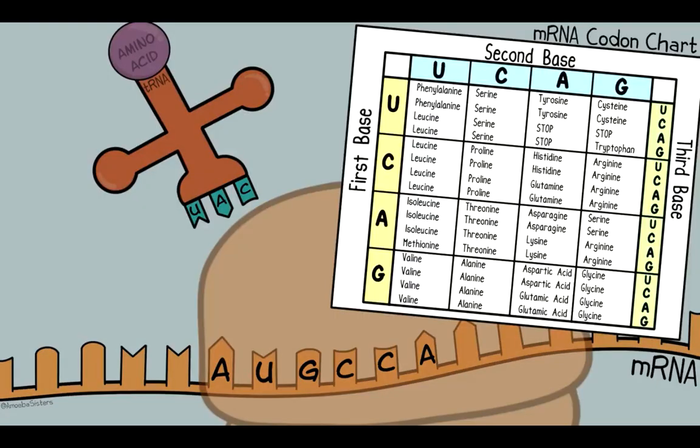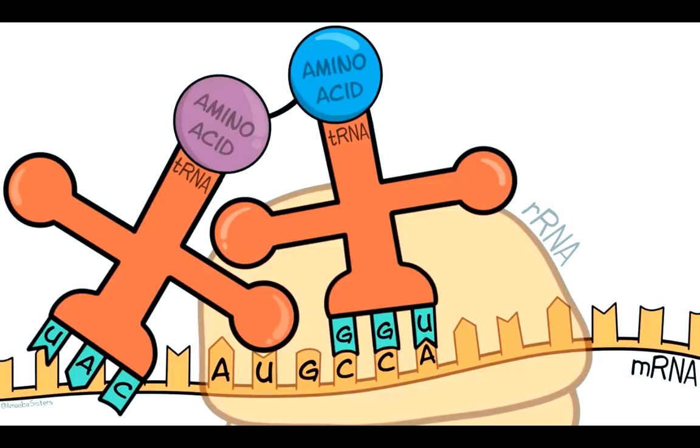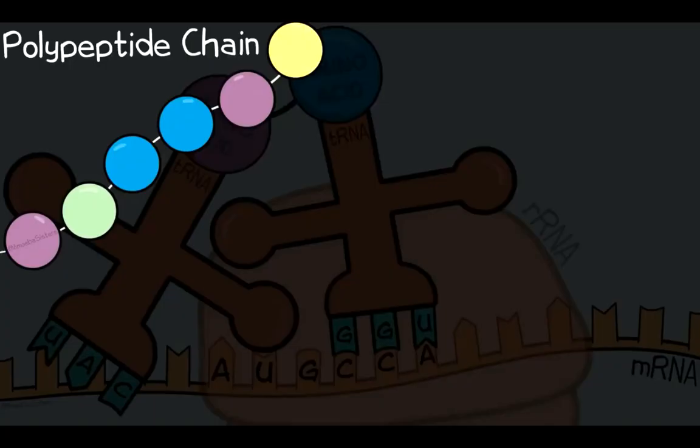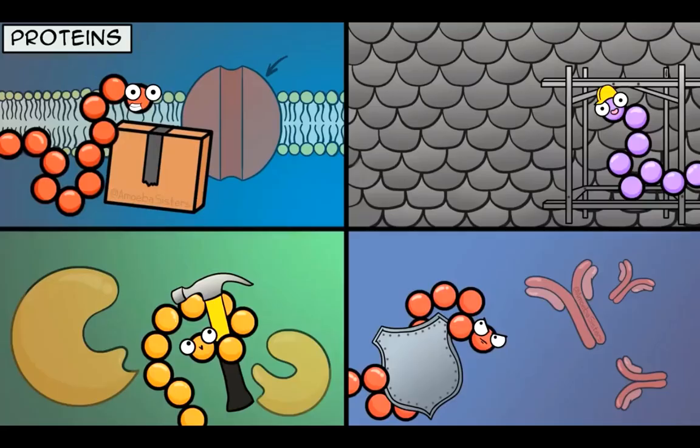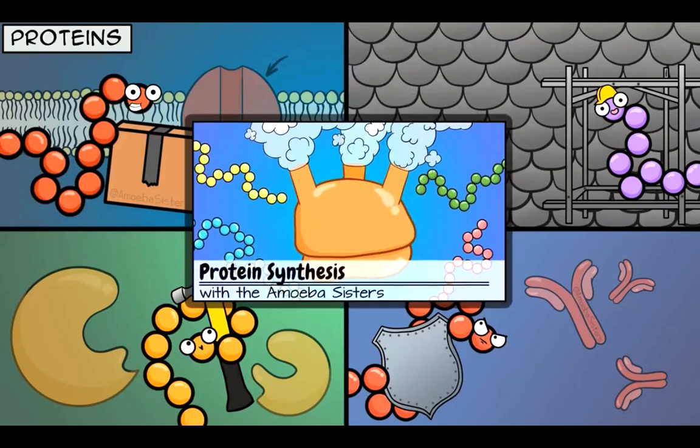Codon charts using mRNA codons have been developed so that you can actually see which amino acid is brought for each mRNA codon. When those amino acids are joined together, they make a polypeptide chain. Proteins are made of one or more of these polypeptide chains, and proteins have tons of different roles. But we don't want to spoil it. Check out more in our protein synthesis video.